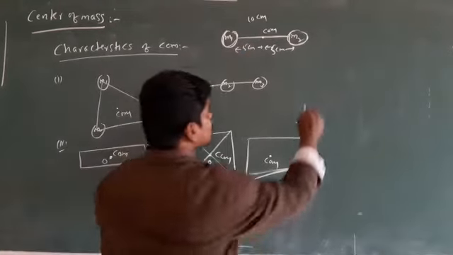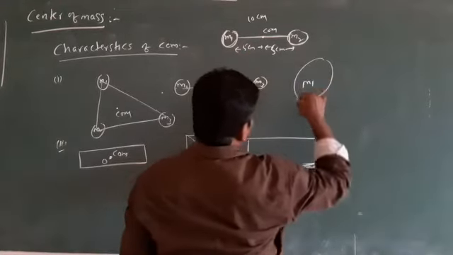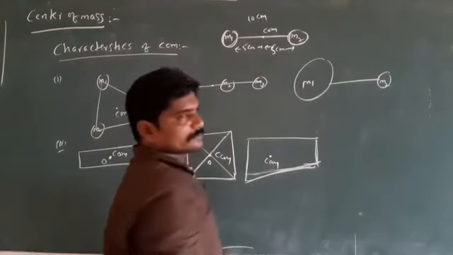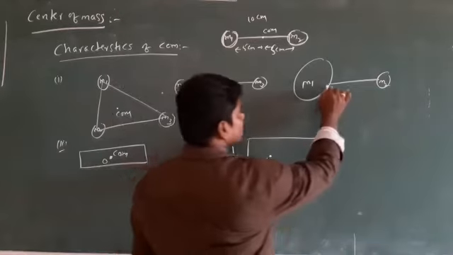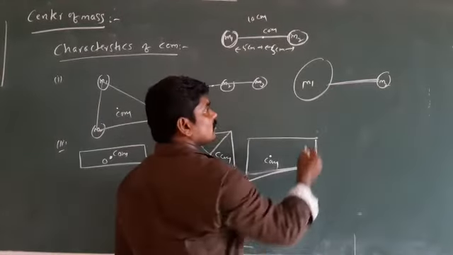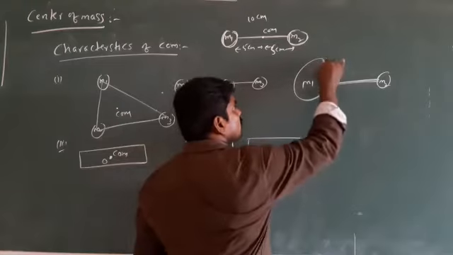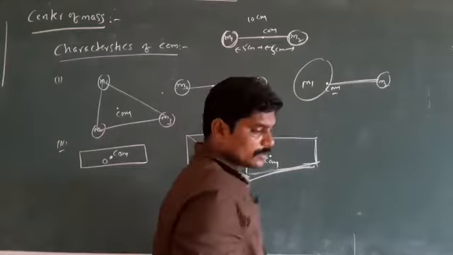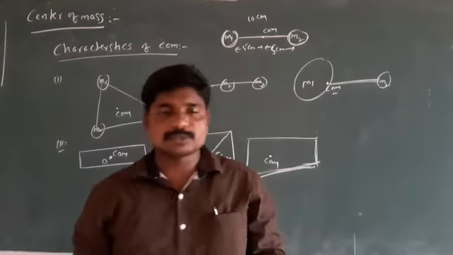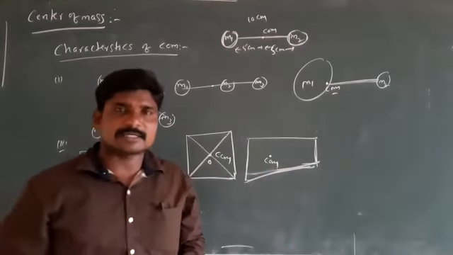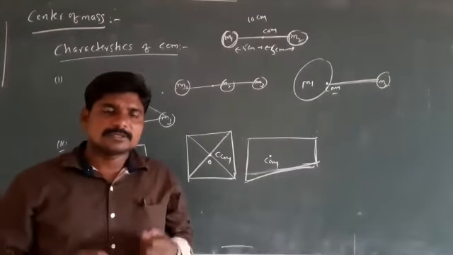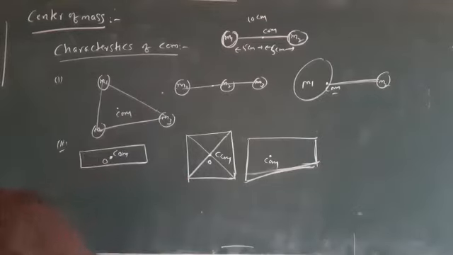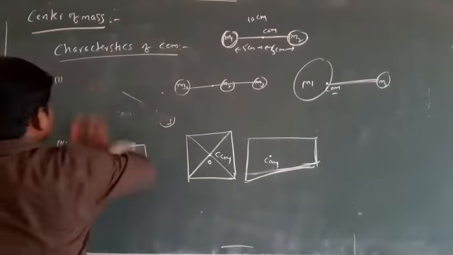If these masses are unequal, consider a body of mass m1 and another body of mass m2. This is the line joining the two bodies. Now here the center of mass is within the heavier body. So for uniform distribution, the center of mass is the geometrical center. For a non-uniform distribution, the center of mass lies towards the heavier mass. This is the second characteristic of center of mass.